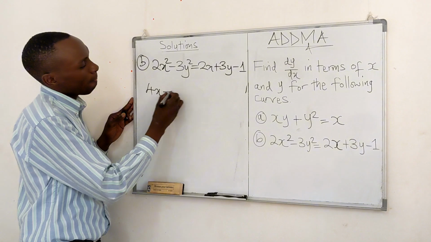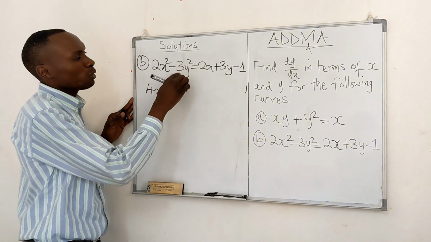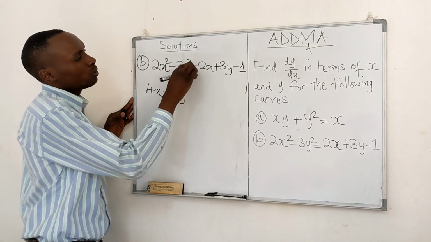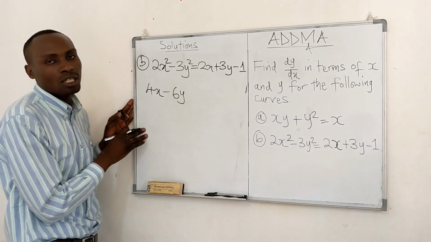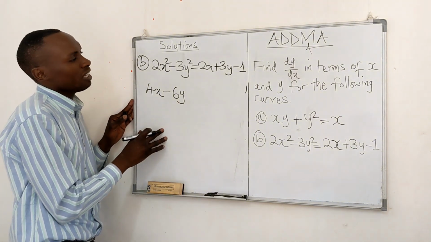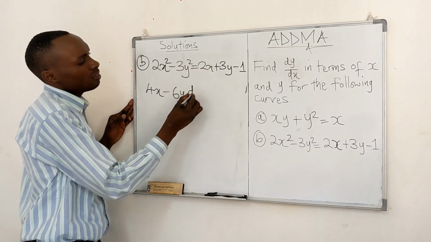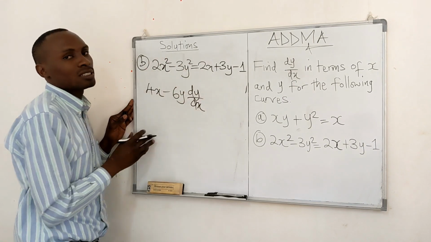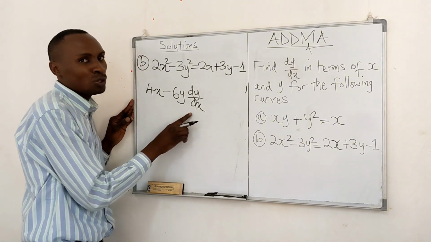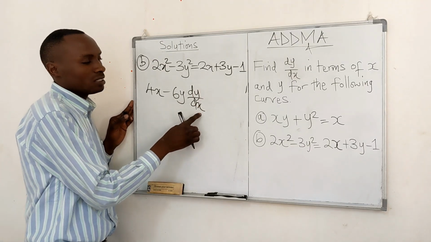Then minus the derivative of 3y squared. So 2 will multiply with 3 to give us 6, and then 2 take away 1 will give us 1, and y to the power 1 is just simply y. Now the derivative of 3y squared gives dy/dx. So on this one, we are going to write dy/dx. Whenever you find the derivative of y, you also have to introduce dy/dx.